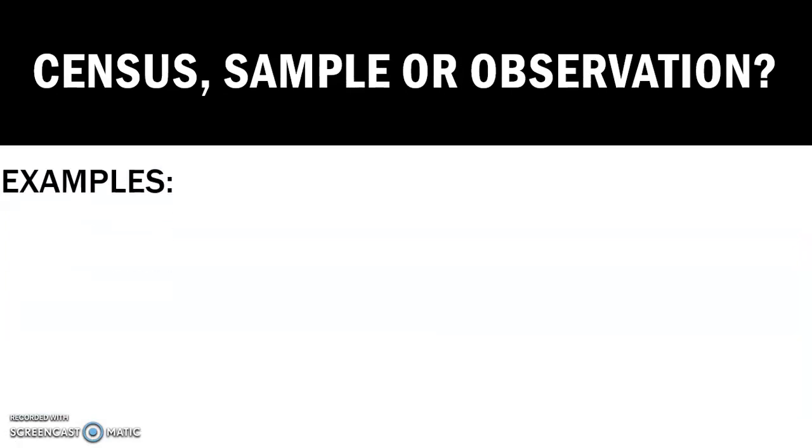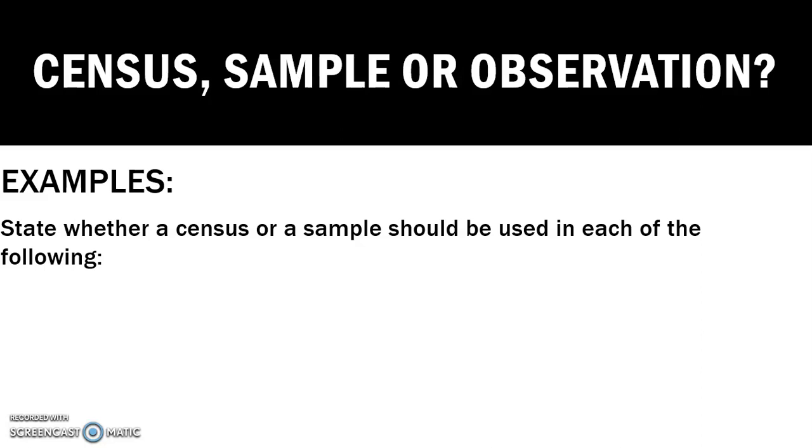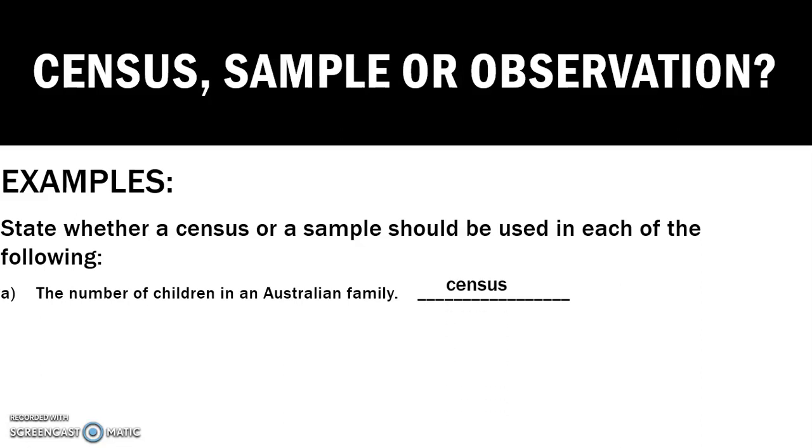So let's look at whether these are samples, census, sample, or observation. So we're going to state whether a census or sample should be used in each of the following. A, the number of children in an Australian family. Now this one is a census because you aren't going to find a sample, you want to find the whole population. B, the most popular radio station in Australia.